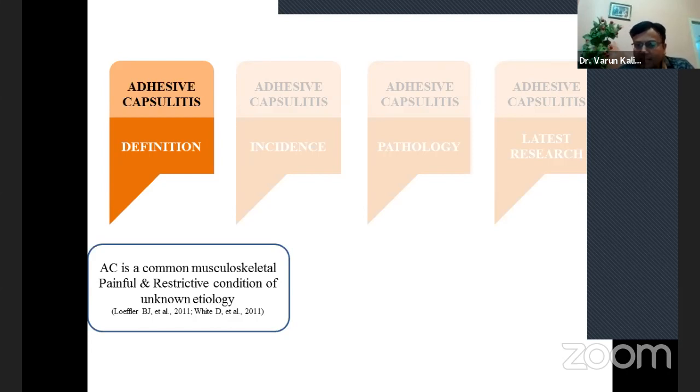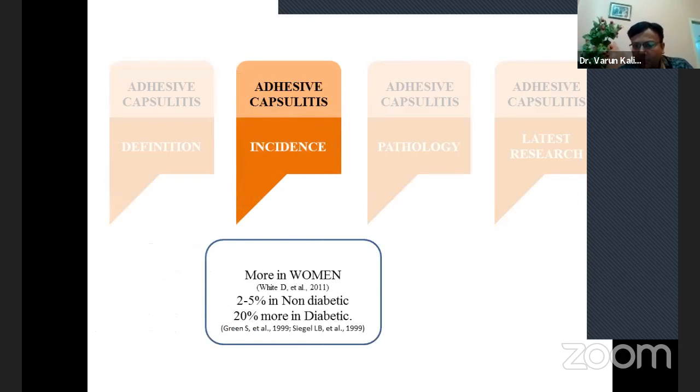So what is the incidence? If we look at the incidence, women are more affected by adhesive capsulitis than men. And in the non-diabetic population, 2 to 5% of the population is affected. But in the diabetic population, 20% more of the population is affected with adhesive capsulitis.